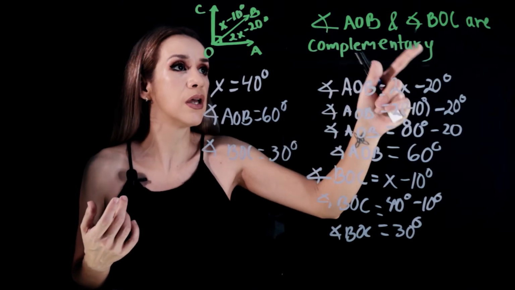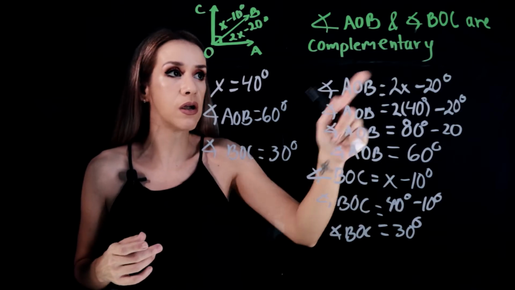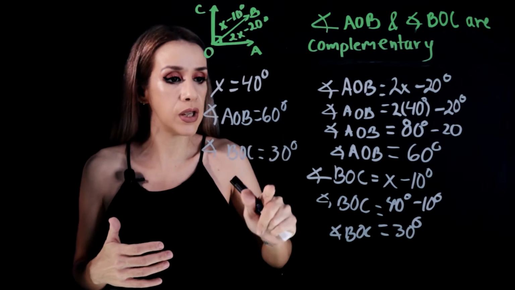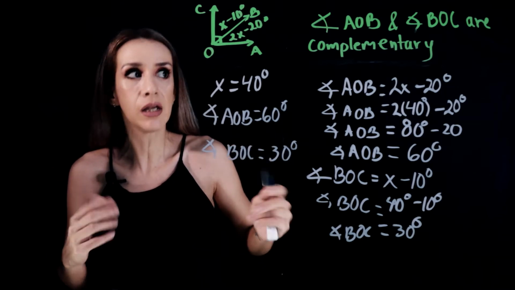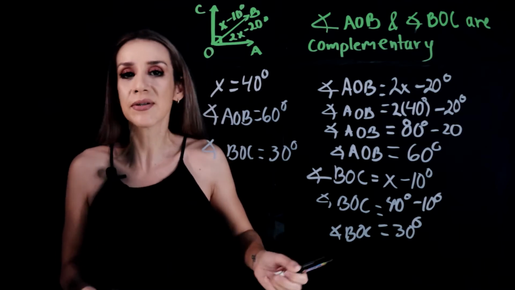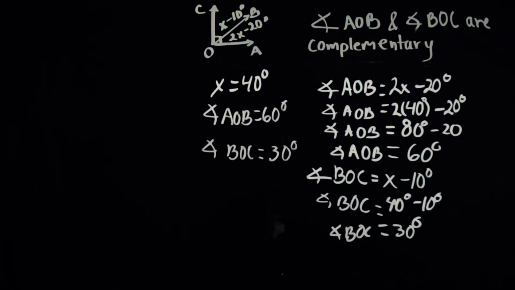I know that the sum of these two angles is equal to 90 degrees because they are complementary. So the sum of 60 and 30 is the same as 90 degrees. So this means that, okay, my answer is correct. So yay, we're finished. Now you can do it.